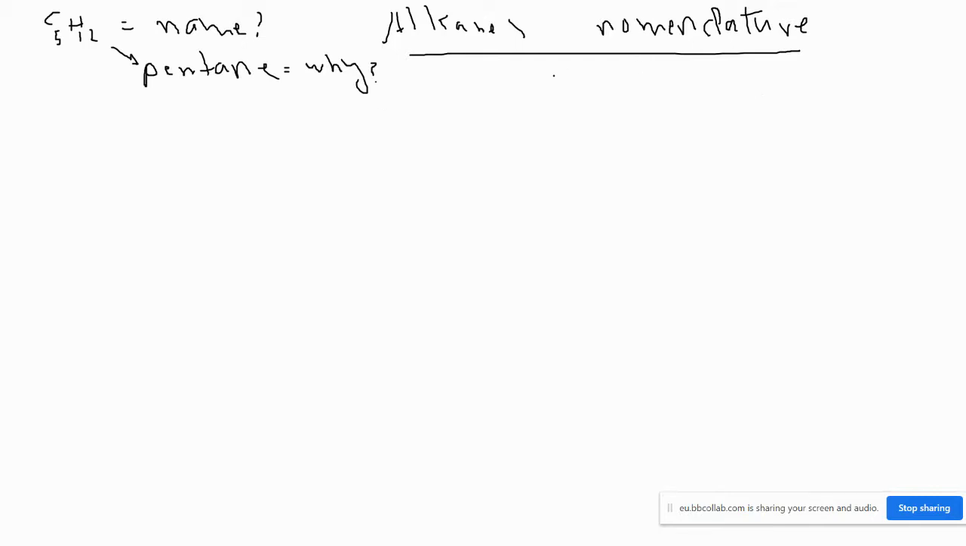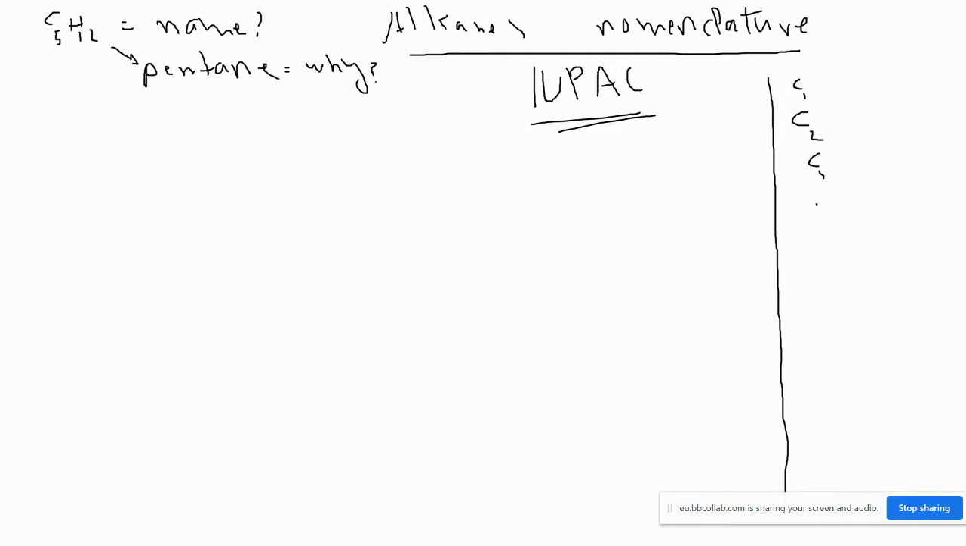Okay, for nomenclature, we have certain rules, and these rules were made by IUPAC. So IUPAC actually made some rules. And for this, we should know the counting: 1, 2, 3, 4, 5, 6, 7, 8, 9, and 10. Usually we stop at 10.